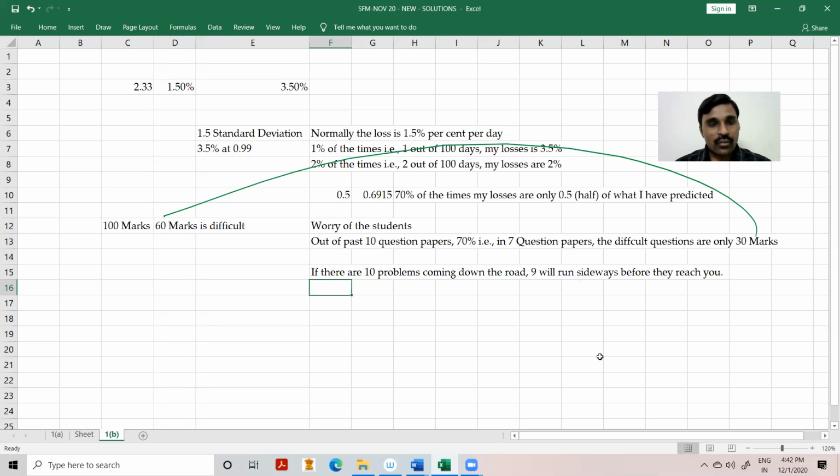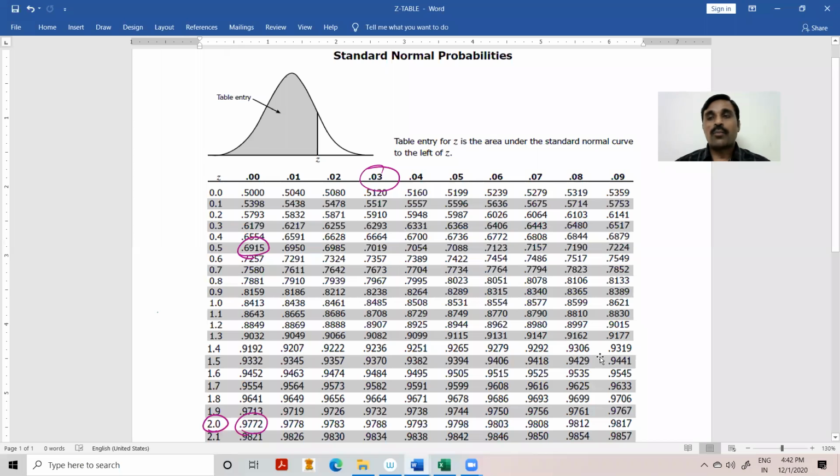So this 0.69 indicates that 70% of the times, whatever difficulties we have predicted, only half of the difficulties will happen. Unnecessarily we are worrying. As simple as that. That's what the statistic says.